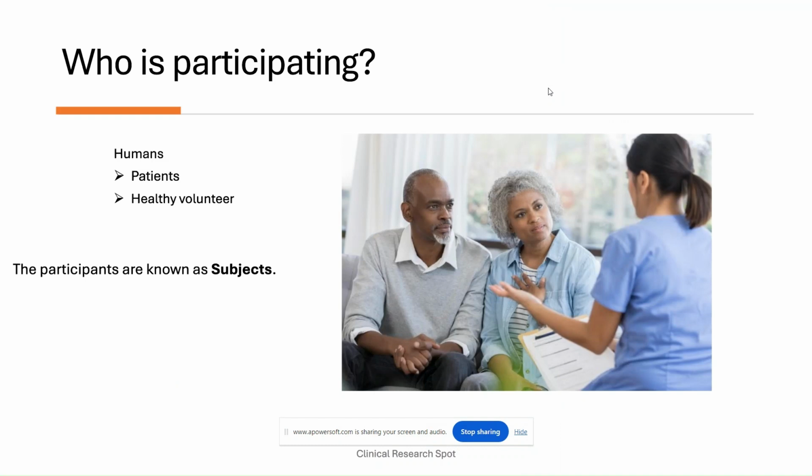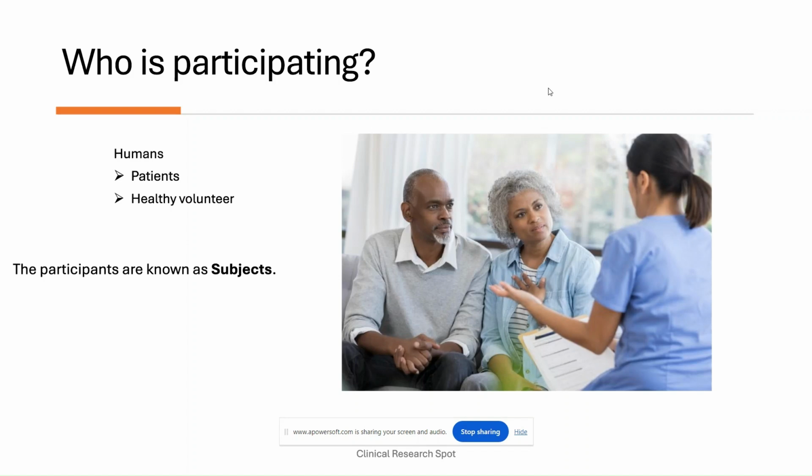Generally, the participants involved in the clinical trial are given a term that we use in clinical trials, known as subjects. So the participants involved in the clinical trial are known as subjects.